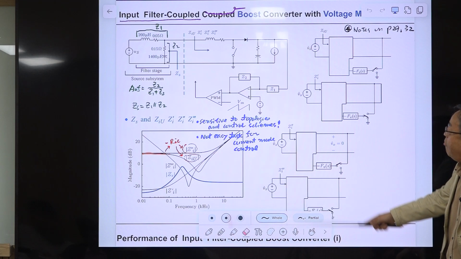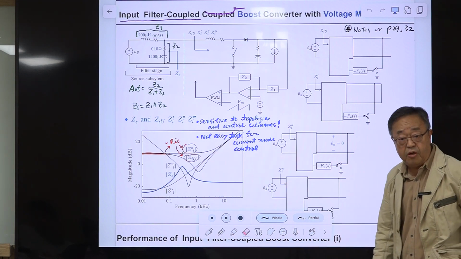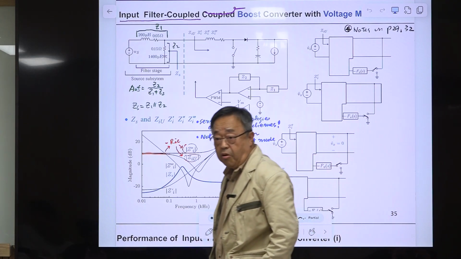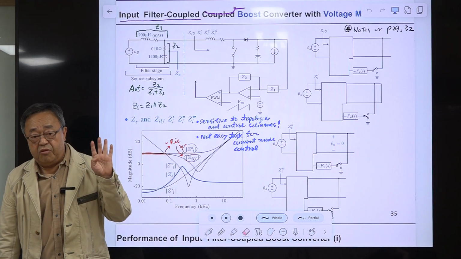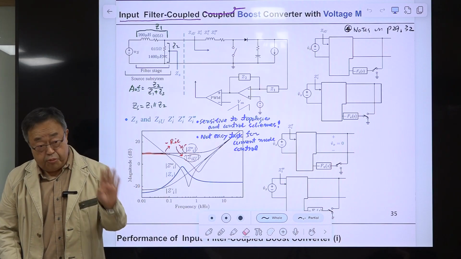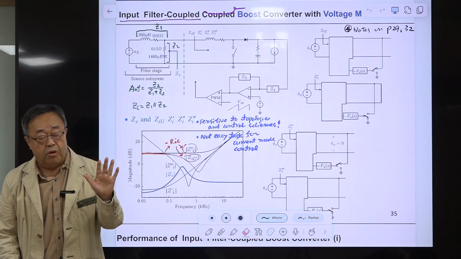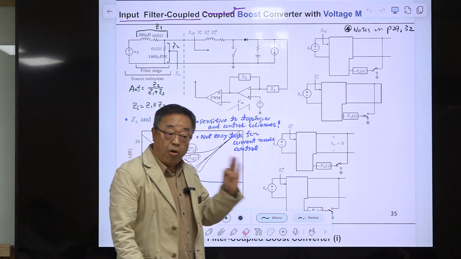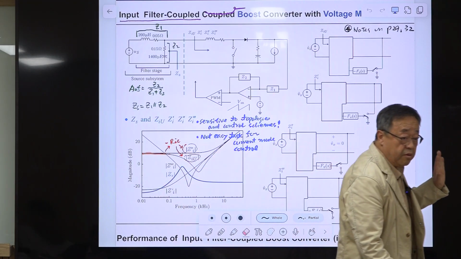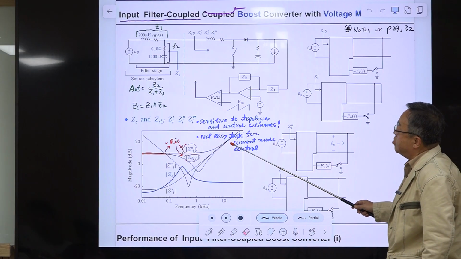Okay, so it looks complicated, and this curve is very sensitive to the topology of the converter. So boost converter, buck-boost converter, and buck converter, they are different. Boost and buck-boost are very similar, but the buck converter is quite different. And this also strongly depends on the control scheme.